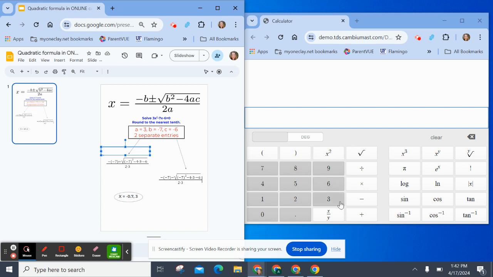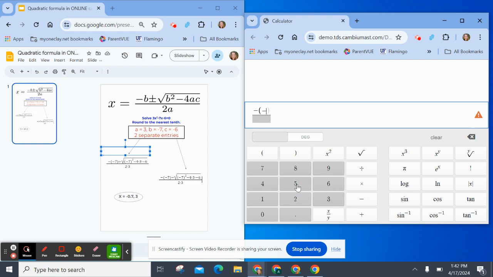So we need to start with the fraction button to split this into a top and bottom, or a numerator and denominator. So we start with the opposite of b. So we're going to use the minus sign for the opposite. B is a -7, and I'm using parentheses around that negative to show that I want the opposite of the whole thing, plus the square root of -7 squared. So again, this is a negative number. I'm going to use parentheses around the -7 squared.